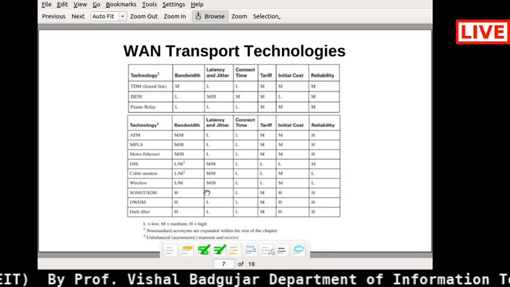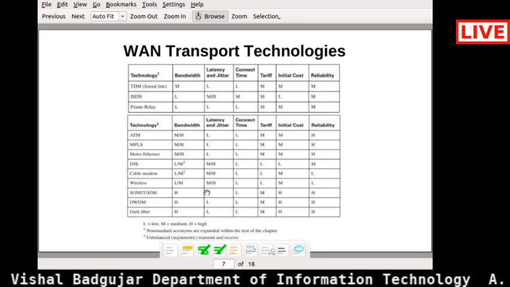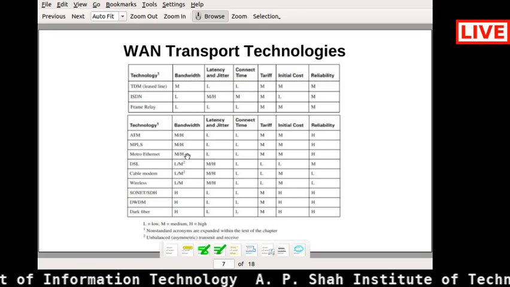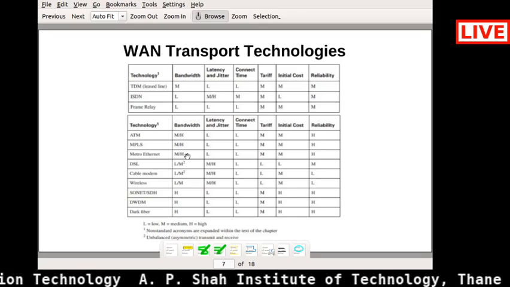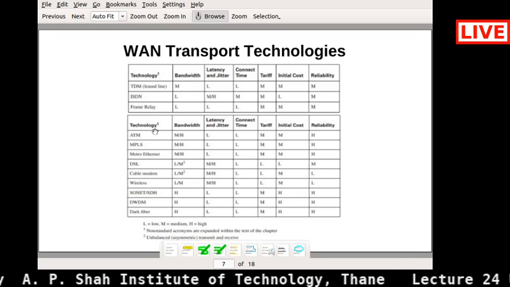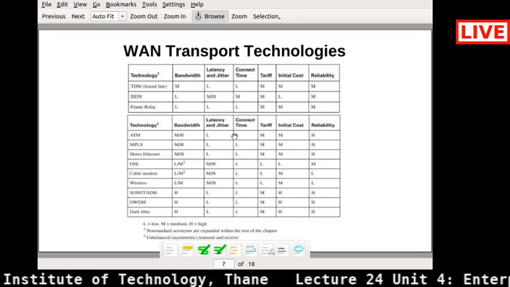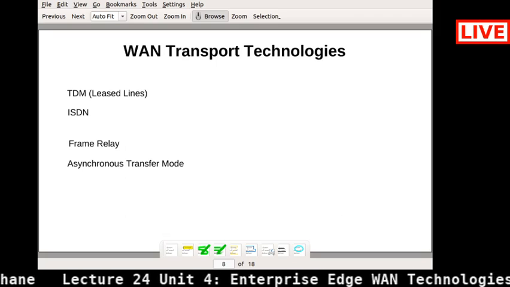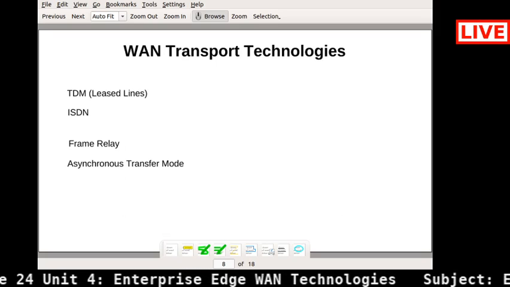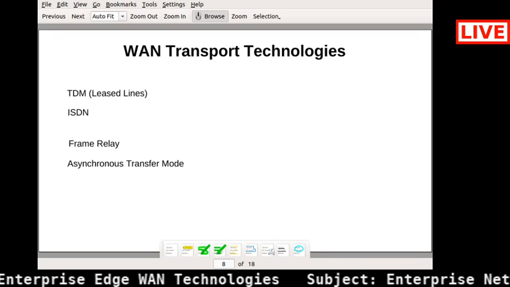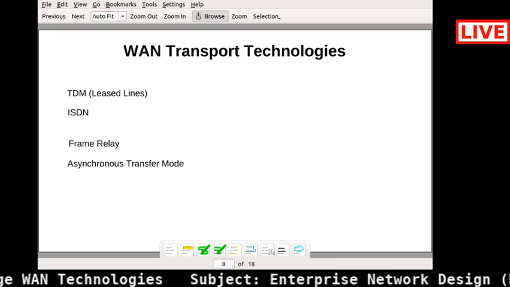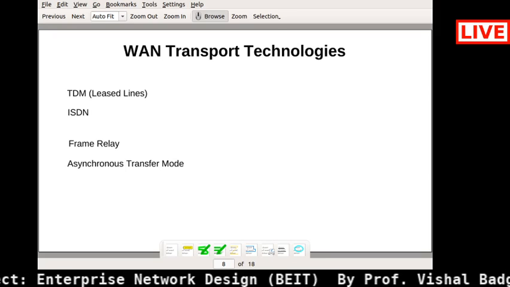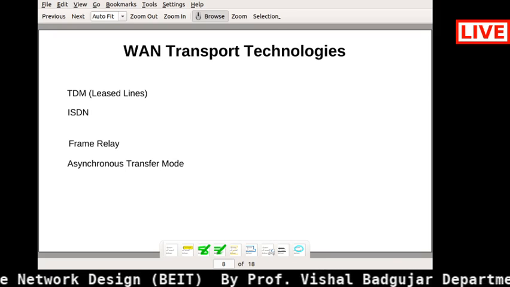So what is their budget? What is their requirement in terms of bandwidth, jitter, and reliability of the network? Depending upon that, you can select any kind of technology from the above table. Then we will see the other WAN transport technologies. We will see one by one what these WAN technologies mean and how they are going to be used.